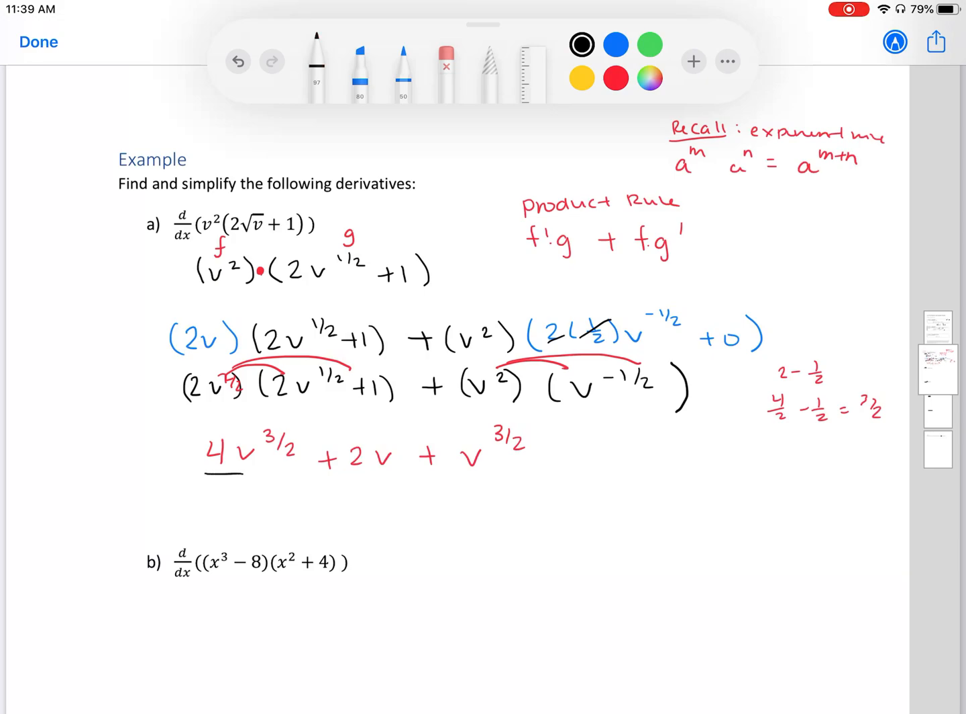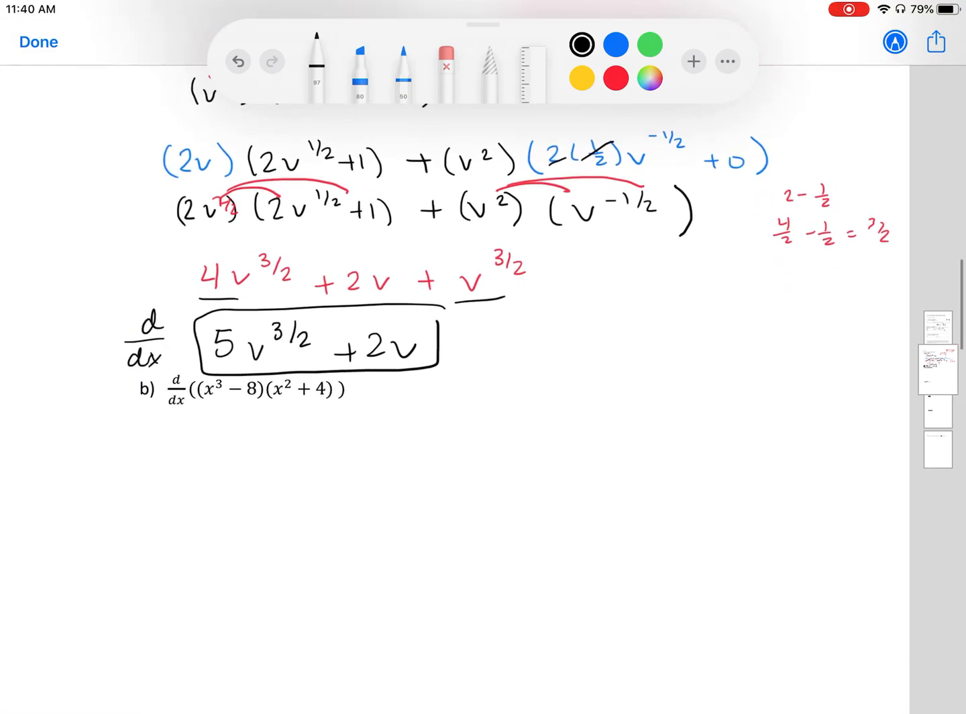We actually have some like terms. So 4 plus 1, we get 5b to the 3 over 2, plus 2b. That is our derivative. That's our d dx. On to the next problem.